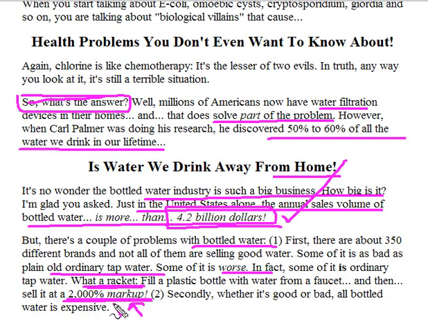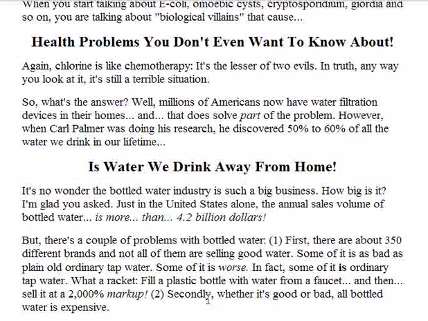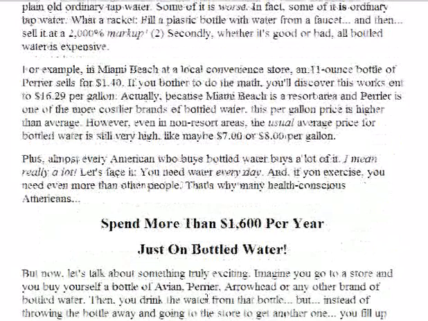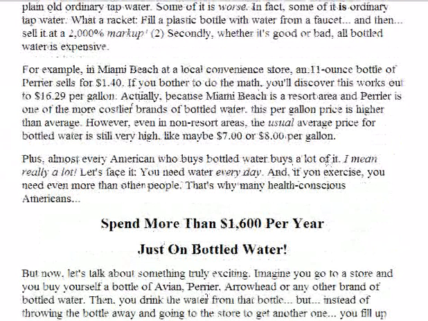But at the same time, he's also selling you on the possibility of the solution that he's going to offer. So imagine if the bottled water companies are making this amount of profit. Imagine the amount of profit that you are going to make when we have something better than what the bottled water companies are offering. So while he's hitting on the bottled water companies, at the same time, he is also building up his own product. Secondly, whether it's good or bad, all bottled water is expensive, okay? And so he's now going to hit his competition by showing how expensive bottled water is. And he gives an example. He goes to an extreme.